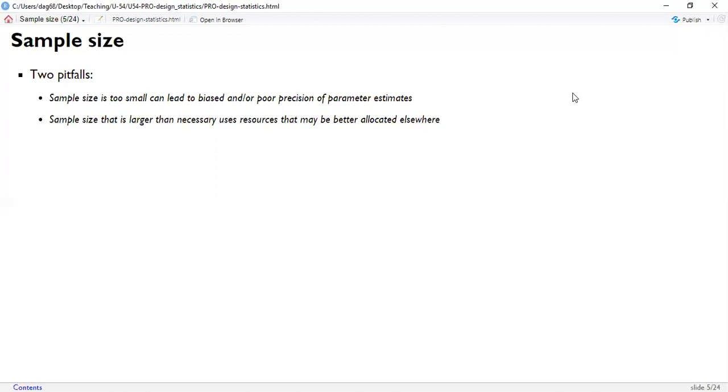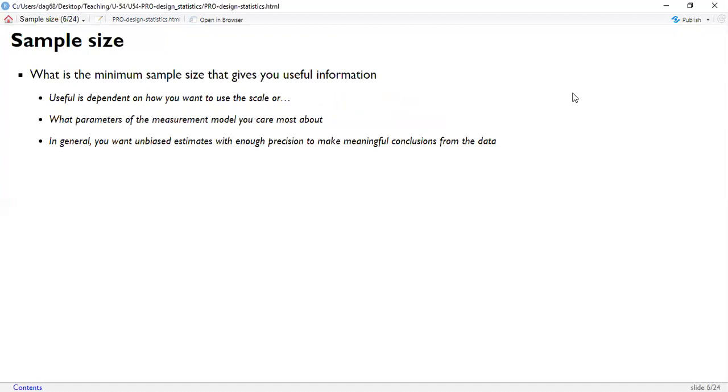And this is particularly important if you're doing this for, say, a community group that has very few resources, or if you have a grant with limited funding. You want to make sure you have a good allocation of your funds to your sample size without overusing it. So what is the minimum sample size that gives you useful information is really what you want to strive for. And what's useful here is really dependent on how the scale is going to be used, as well as what parameters of the measurement model you care most about.